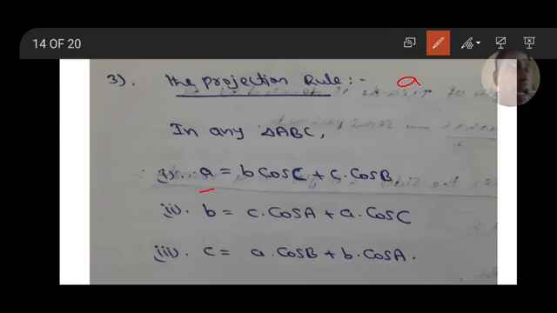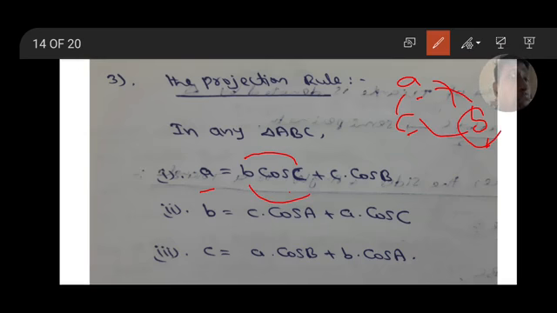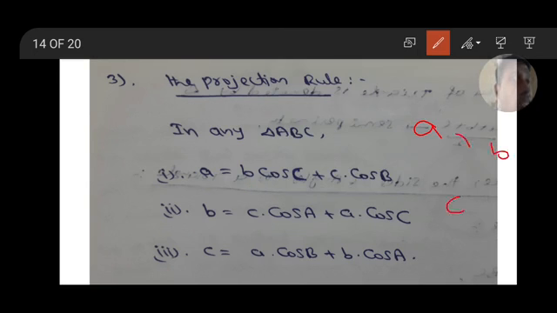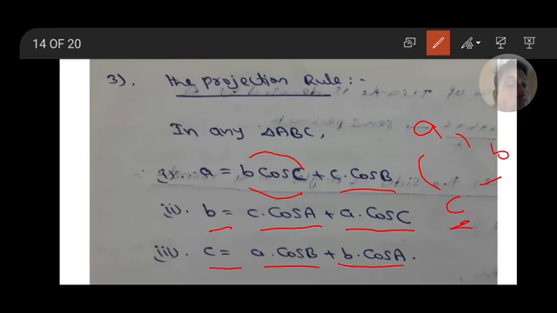Take A, B, C in a cycle. A = b cos C, plus another term where these two are interchanged: angles and sides interchange, so c cos B. Then b = c cos A + a cos C, and next, c = a cos B + b cos A.